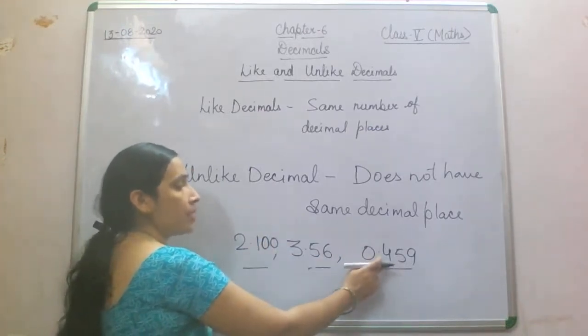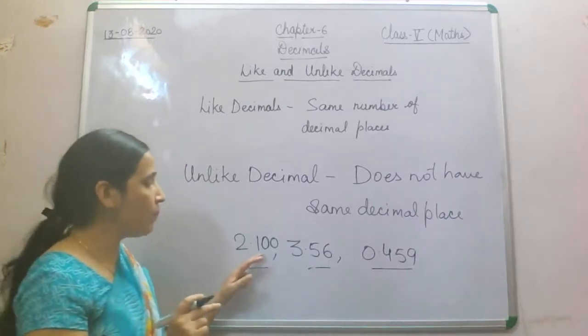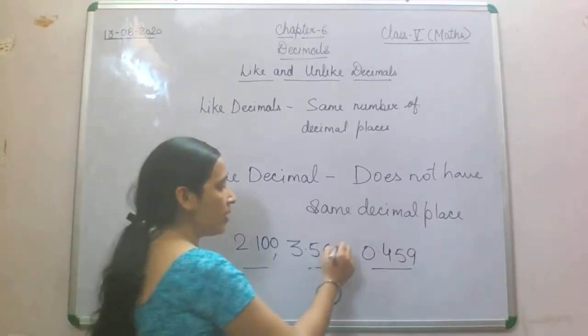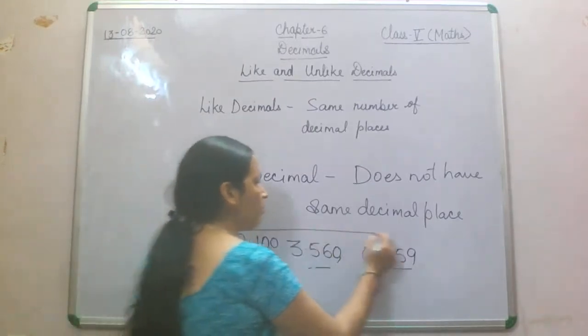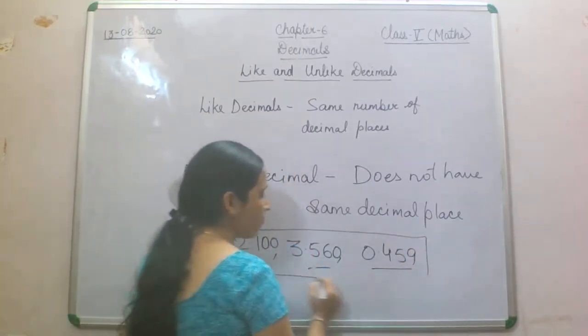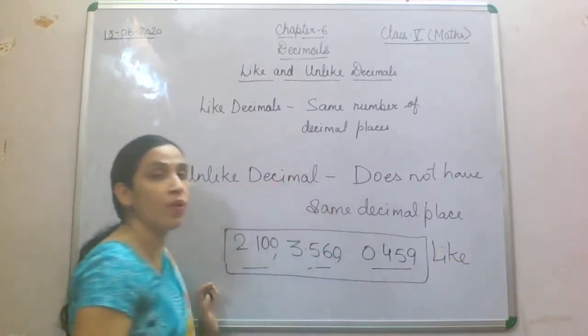Now the maximum place after decimal is 3. So we'll make it 3 here. We have made 3 here. We'll add 1 0. So what will it become? Now it will become a group of like decimal.